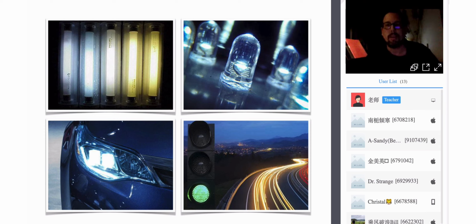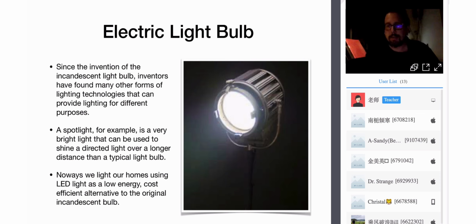As you can see, we could talk all day about how light communicates, like how we use light for communication in traffic, for example. So since the invention of the incandescent light bulb, inventors have found many other forms of lighting technologies that can provide lighting for different purposes. A spotlight is a very bright light that can be used to shine a directed light over a longer distance than a typical light bulb. Nowadays, most of us light our homes with LED. It's a low-energy, cost-efficient alternative.